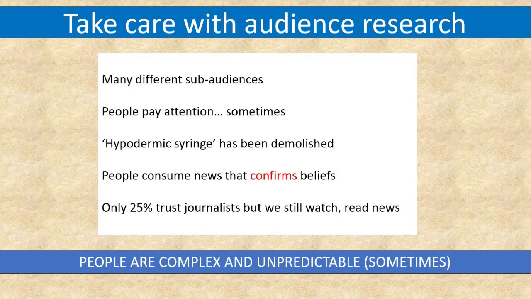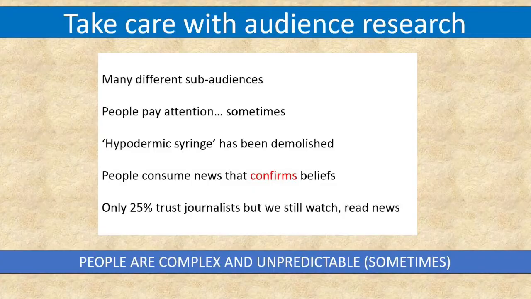And the other irony, the last point, only 25% of people trust journalists, but we still watch and read news. To me, this is one of the world's greatest ironies. Surveys have shown that only a quarter of us actually believe what journalists tell us. And yet, somehow, ironically, because we are such stupid human beings, we still read the news. So we're reading stuff that a quarter of us don't believe. And the key point at the bottom is that at the end of the day, people are complex and unpredictable.